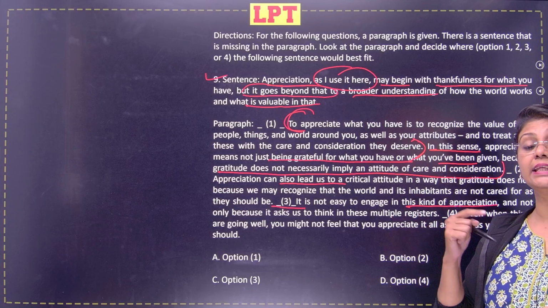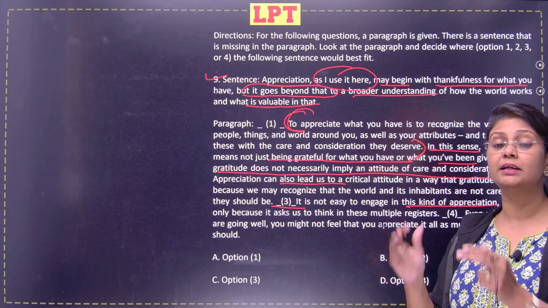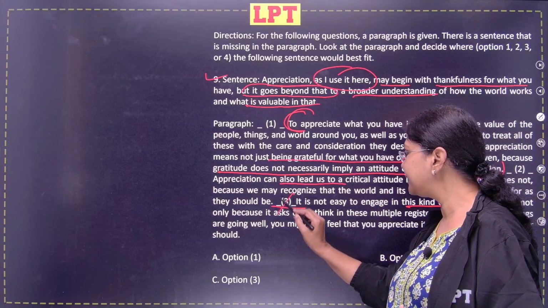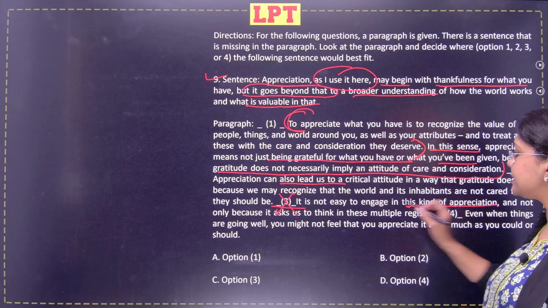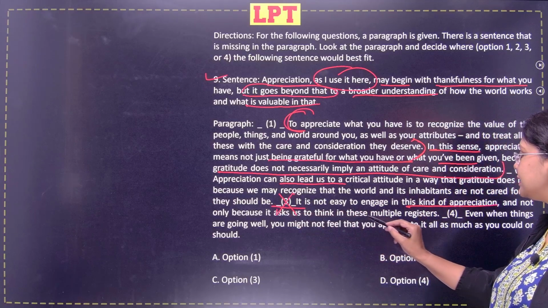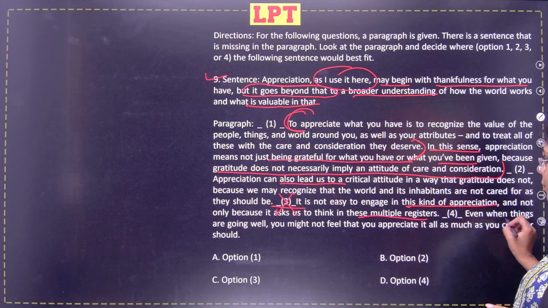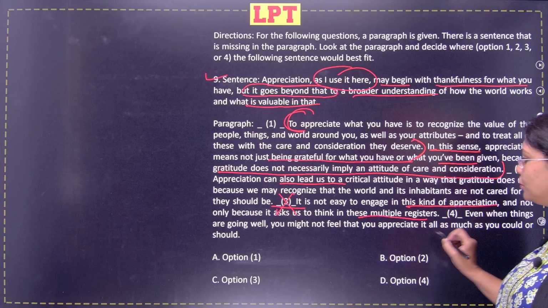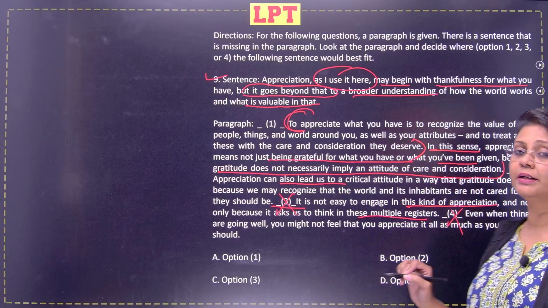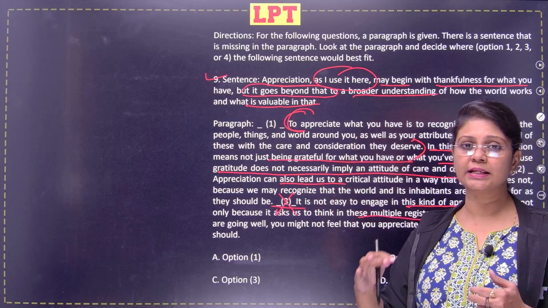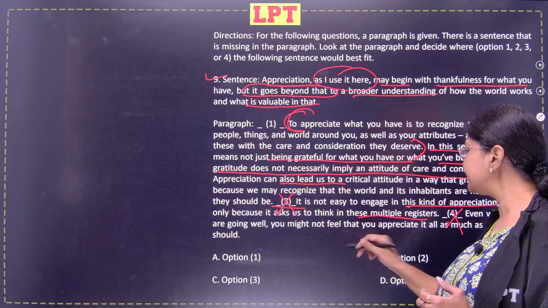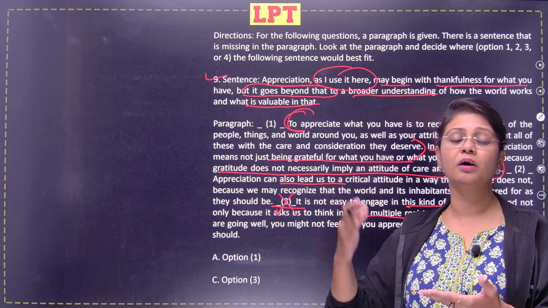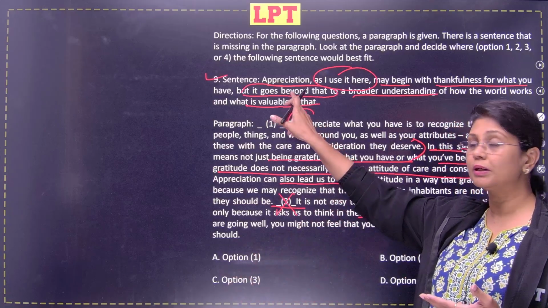Now, it says in this kind of appreciation, which means that the appreciation that we are talking about has to come before, all right? So it cannot be somewhere over here. And it says, and not only because it asks us to think in these multiple registers, even when things are going well, you might not feel that you are appreciated all as much as you could or should. So I'm sure you have understood the flow of the ideas that is going on over here. So of course it cannot go into 4 and 3 because it has crossed that threshold of discussion as to how you have put up the first statement.